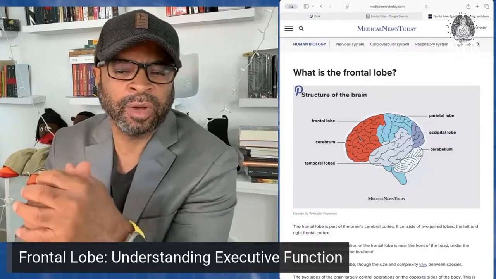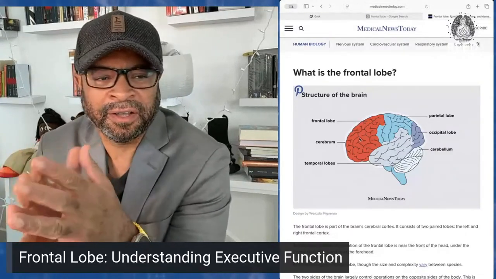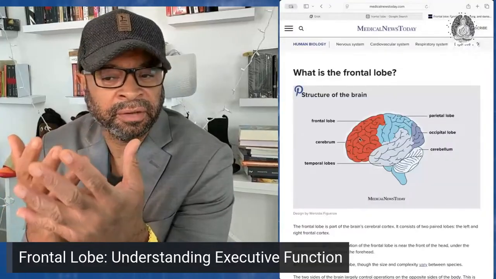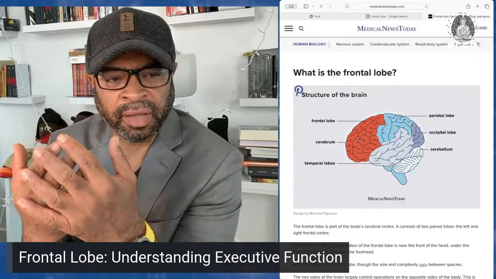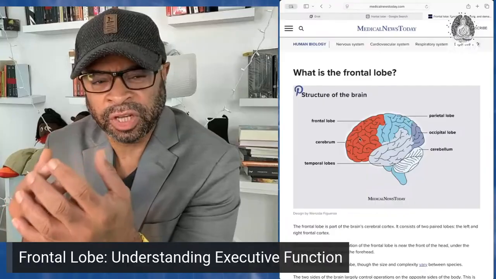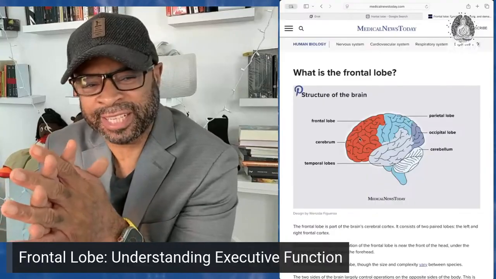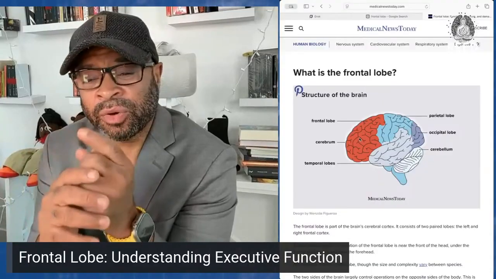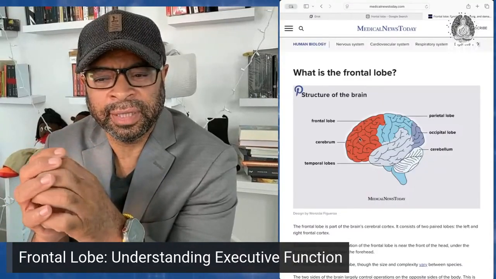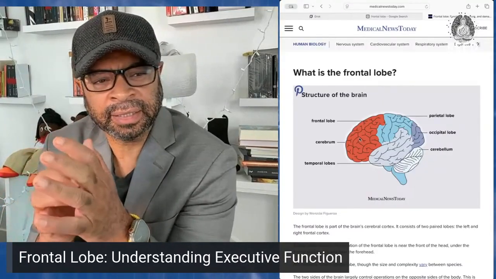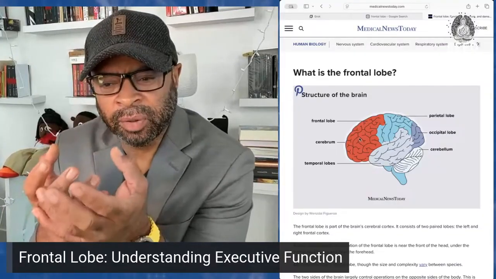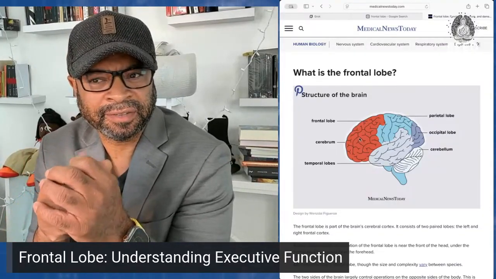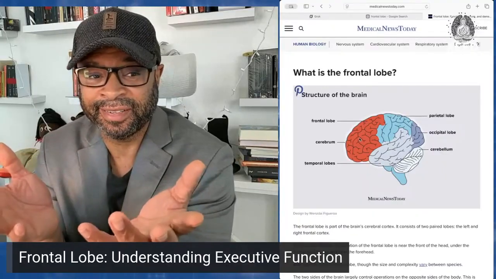One of the reasons why it's important to understand this part of the brain is that when you start to see individuals with behavioral problems, like problems with judgment, problems with insight, problems with organization, you want to think about the frontal lobe. And frontal lobe hypoactivity is usually seen in cases of attention deficit disorder, right?